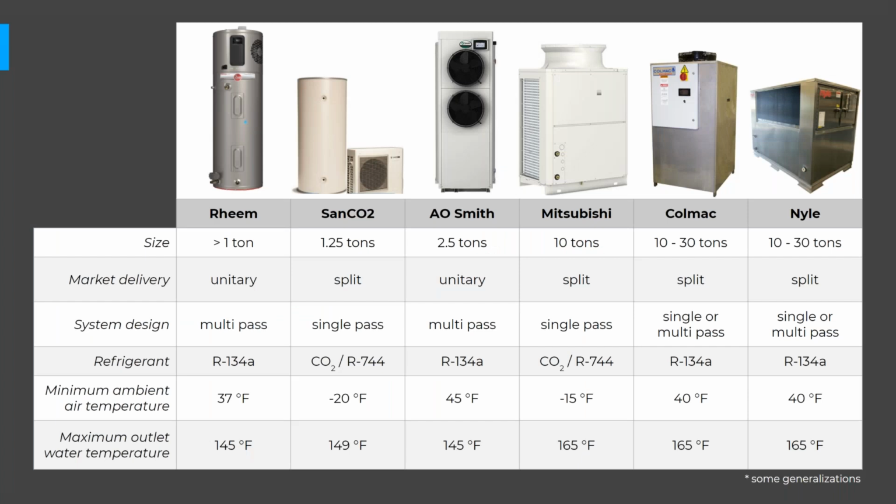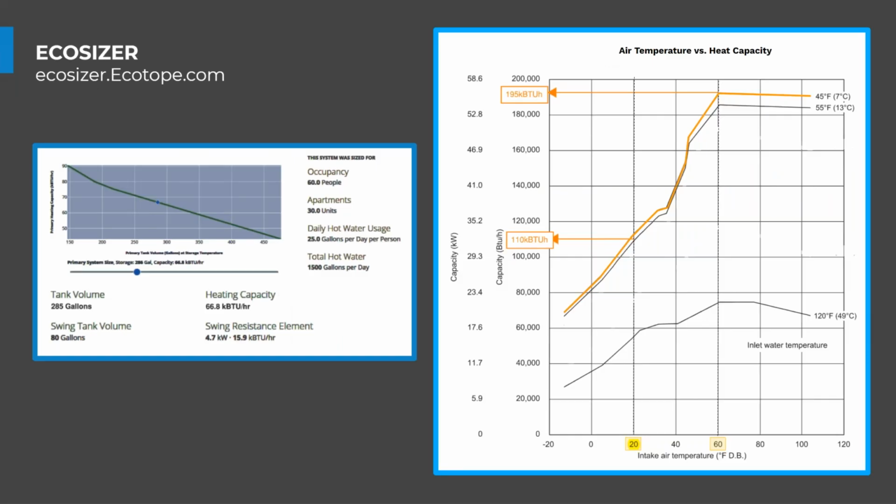So I only got 1 minute left, or maybe I'm out of time now. But after we get our required heat capacity, we can start looking at what products can meet that capacity and what their limitations are regarding the minimum ambient air temperature and the maximum outlet water temperatures. So a really useful graphic that we pulled together for you here highlights a few of the products available on the market today and some qualities of them. And I'm out of time here, but I'll keep just flying through this.